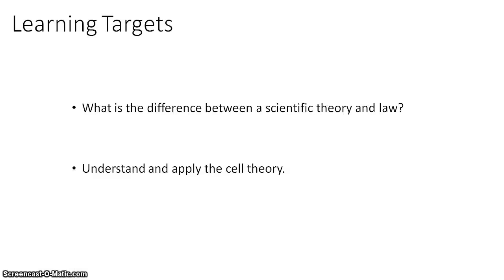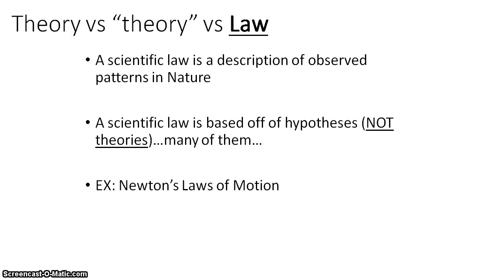Next, learning targets. First, we're going to start off talking about a theory and a law. You need to know what the difference is between a scientific theory and a law. Then we're going to start talking about the cell theory. So, theory versus law. What the heck? First thing you need to know is a scientific law. That's what we're going to start with. It is a description of some observed pattern in nature. It's something that we see happen, and it's just describing it.